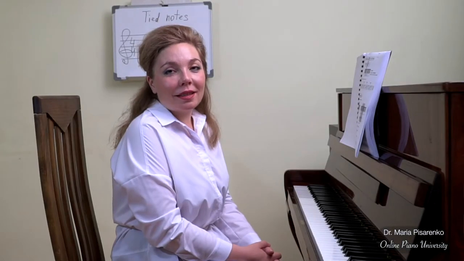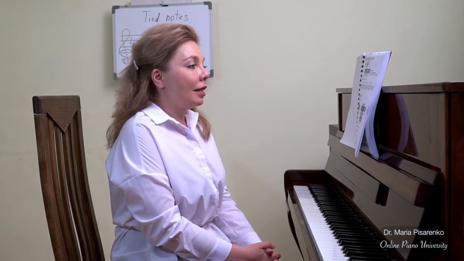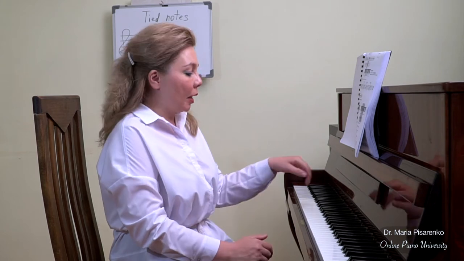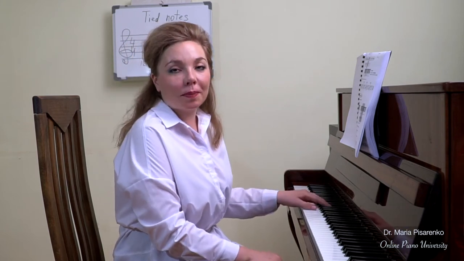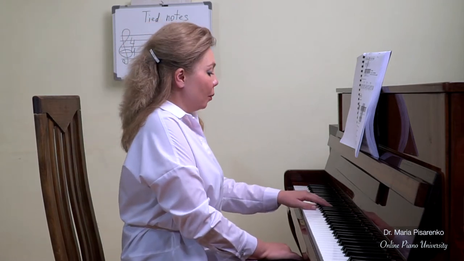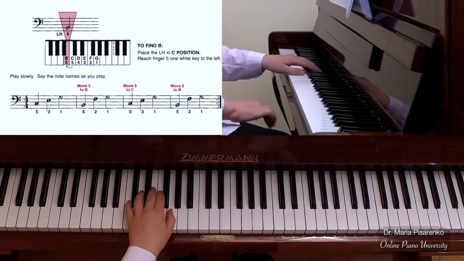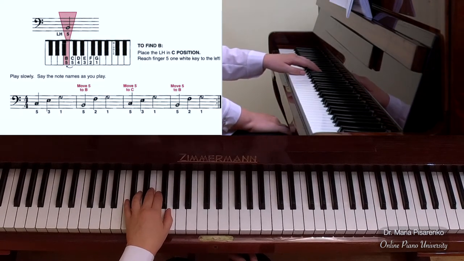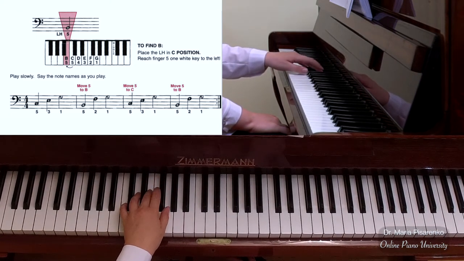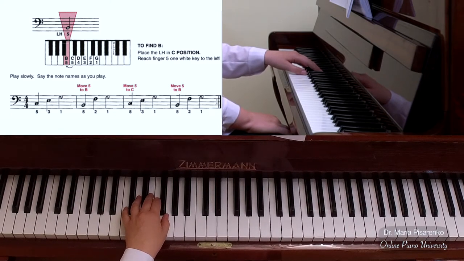Now let's practice our G7th chord on the piano. For this exercise, you will need only your left hand because we will be practicing in the bass clef. Please put your hand in a C position. Your finger 5 of your left hand has to be on C and other fingers just following one key at a time, following in order. One note per finger.